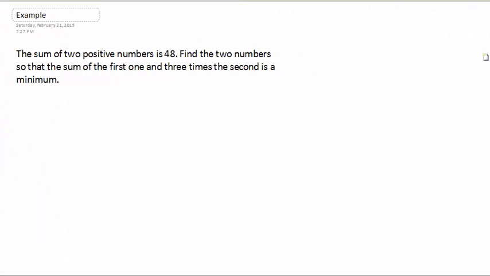So here's our first example. The sum of two positive numbers is 48. Find the two numbers so that the sum of the first and 3 times the second is a minimum. So let's let x equal first number and y equal second number. These variables weren't in the problem, so we need to make sure that we're defining them before we go any further. And we're also talking about the sum.